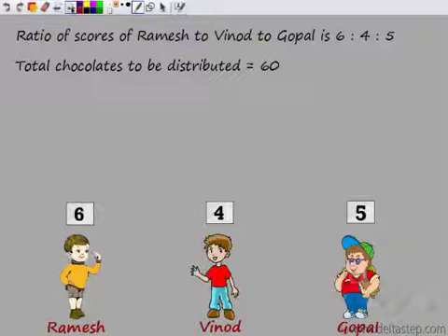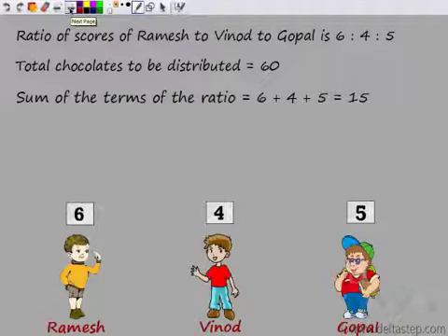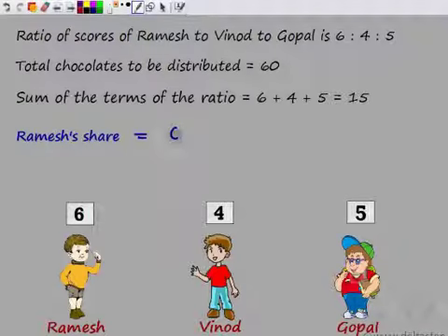I want to find the share of chocolates each person gets. So I know the total number of chocolates is 60. I know the ratio also in which the chocolates would be distributed. So the sum of the terms of the ratio would be 6 plus 4 plus 5, that is 15. Now let's find each one's share. So Ramesh's share would be 6 out of these 15. Sum of terms is 15. So 6 of 15 of total chocolates.